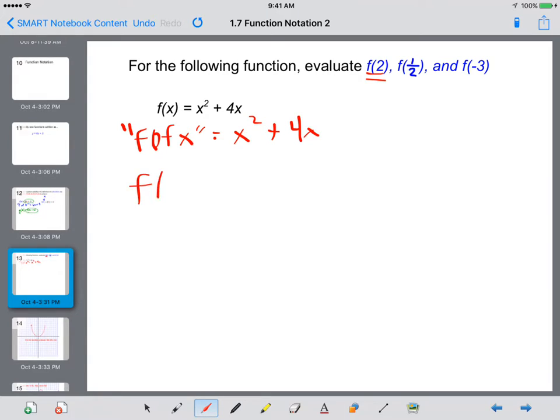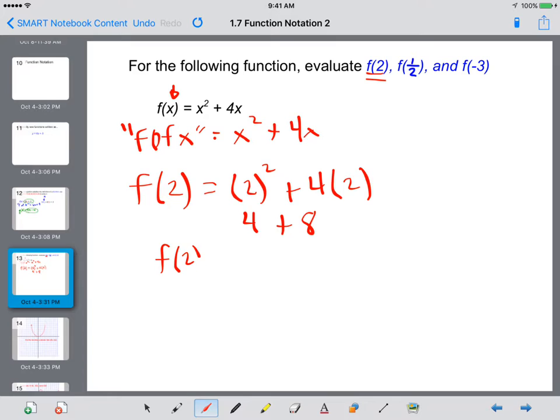So to find f of 2, that 2 is in place of x. It's in the same spot. So in the equation, I'm going to plug the 2 in every place I see an x. So I'm going to put 2 squared plus 4 times 2. When I plug it in, I always use parentheses because that'll help me with the operations I have to perform. So 2 to the second power is 4. 4 times 2 is 8. F of 2 equals 12.